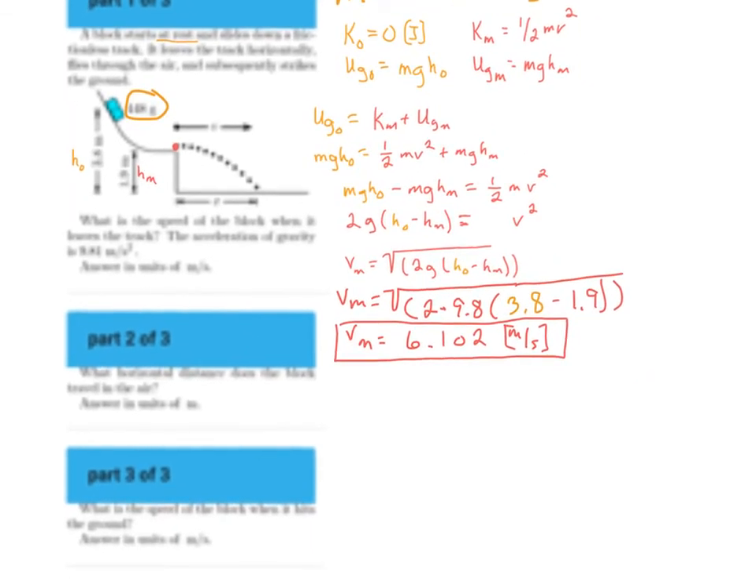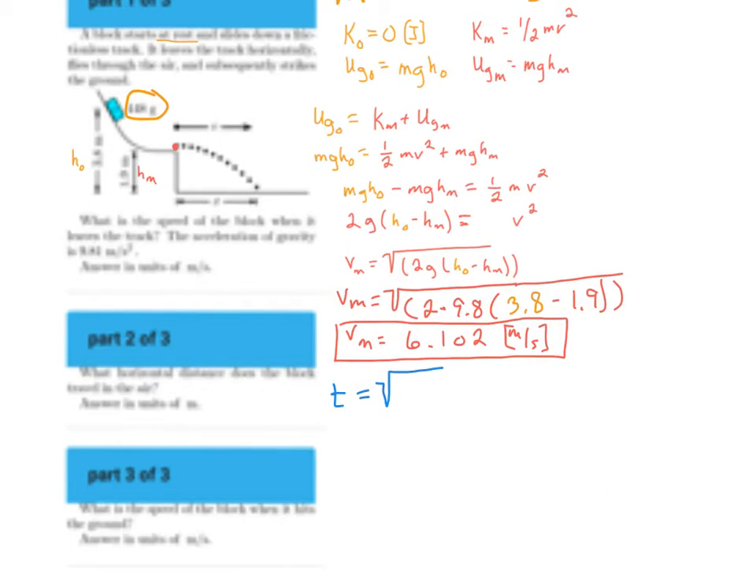Now for part 2, we want to know how far it's going to go. And from here, we're going to treat it like a projectile. So to figure out distance, that's dependent on 2 things. It's dependent on how fast it's going to go and how much time it's going to take to fall. So we're going to find time first. And we're going to use our kinematic equation, d equals v naught t plus 1/2 at squared.